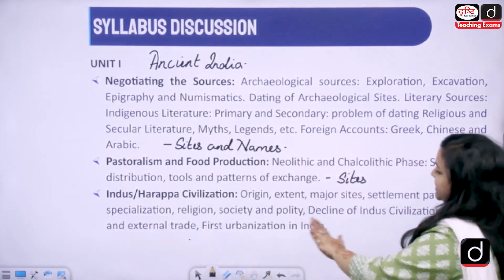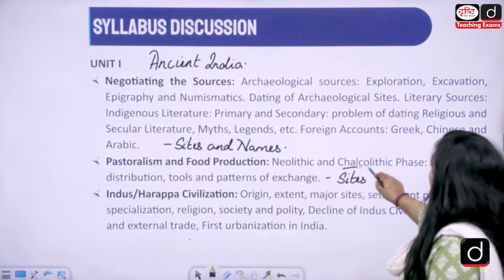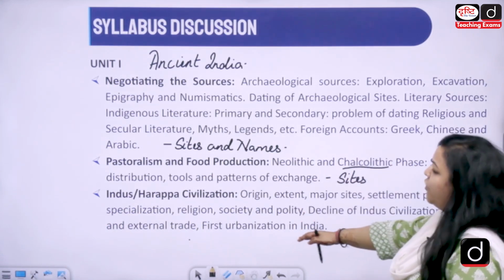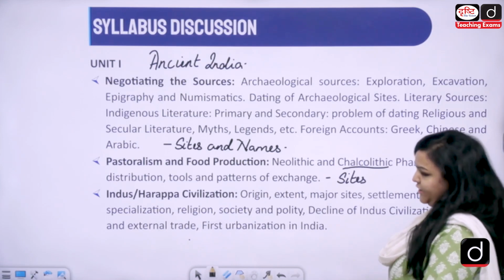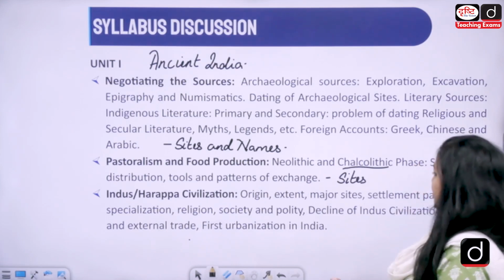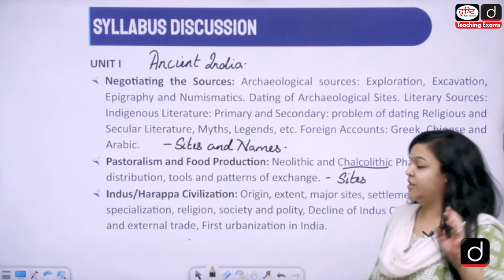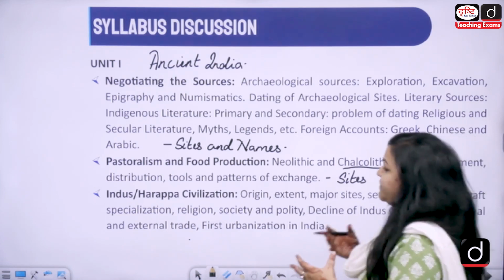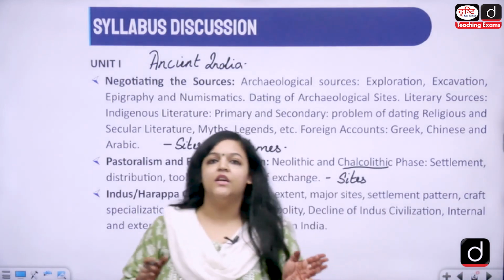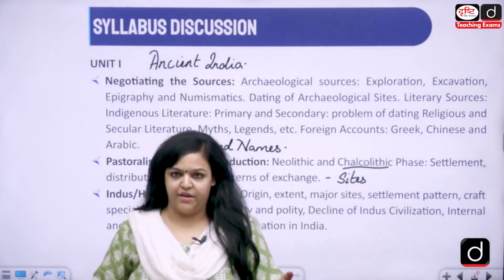Okay, next, since we have ended on the Chalcolithic age, we now move on to the Indus Valley civilization. Here we will be focusing on the origin, extent, major sites, specialization, religion, trade, society, polity, economy, and then ultimately the decline of the empire.